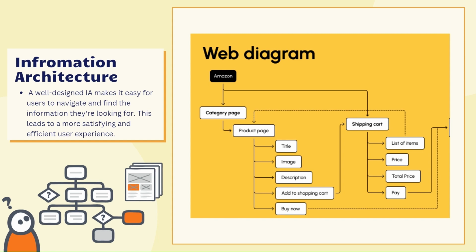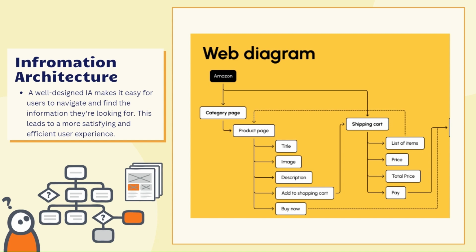So let's take the same example which we have taken in the last video, which is the Amazon app. If you see here, you have the Amazon home screen, then you have a category page, and in that you have one product page. In the product page, you have the title of the product, the image of the product, the description, and you have two buttons. One states add to shopping cart and one will be buy now.